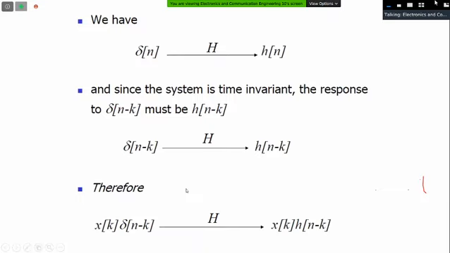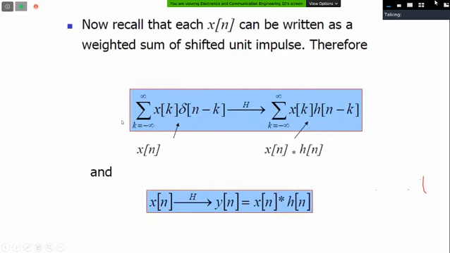the homogeneity principle. What is the homogeneity principle? If the delta function is scaled by some amplitudes, then the output will also be scaled by the same value. I can also therefore write, if x[k] are some amplitudes multiplied with the delta function like this, the output will also be multiplied with the same values. So x[k] delta[n minus k] gives x[k] h[n minus k], right?